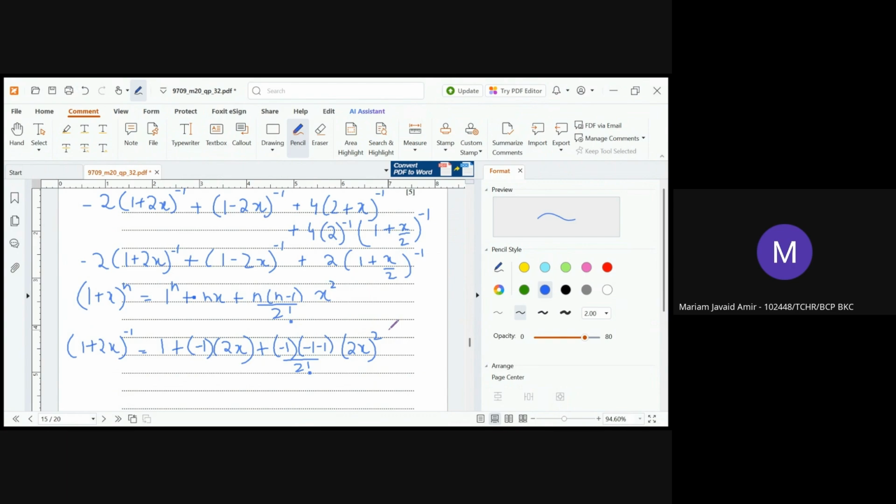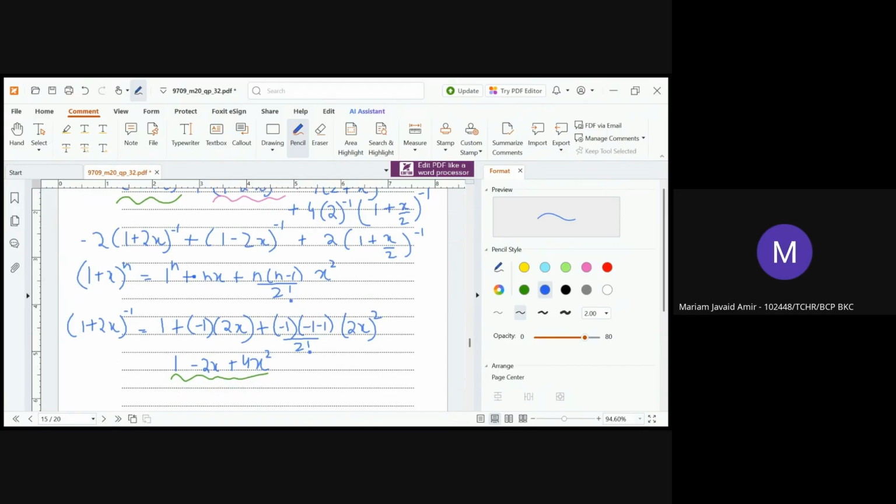And we'll get 1 minus 2x plus 4x squared. So we have expanded this. Okay, now let's expand this.